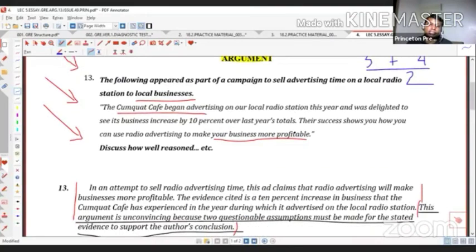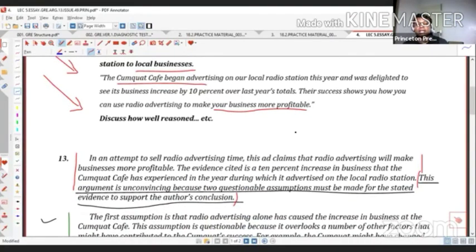The argument is they're claiming something, and they're saying that the conclusion they have already presented. They're saying whether it is a very well thought out one or not. It might be. You never know. Is there any problem in the argument?